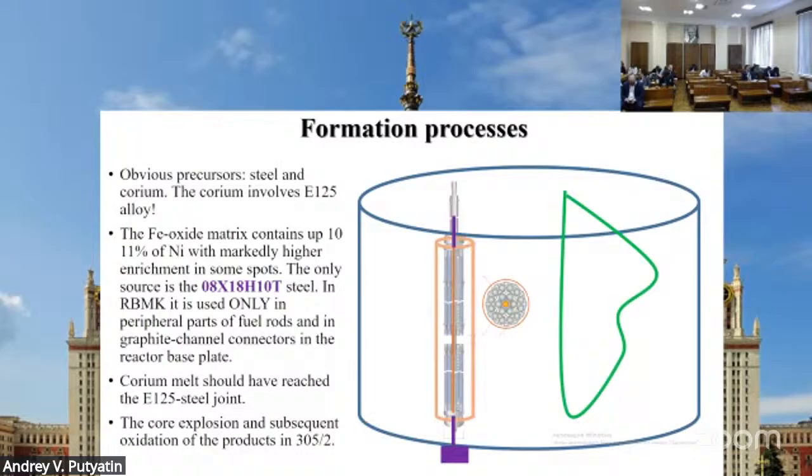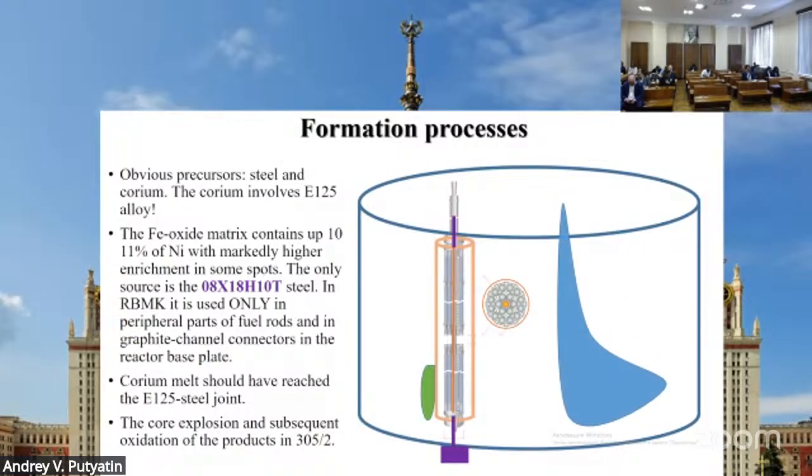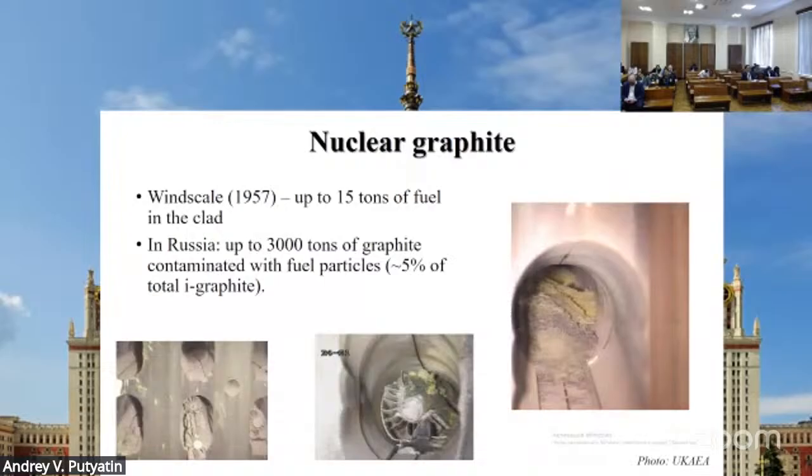materials in the reactor. For example, this is a fuel bundle, this is a scheme of the core, the neutron profile in the beginning of the accident. When the accident started, the neutron power was peaked in the lower part of the core and the material started to melt. Nuclear graphite, we're closing to the end.